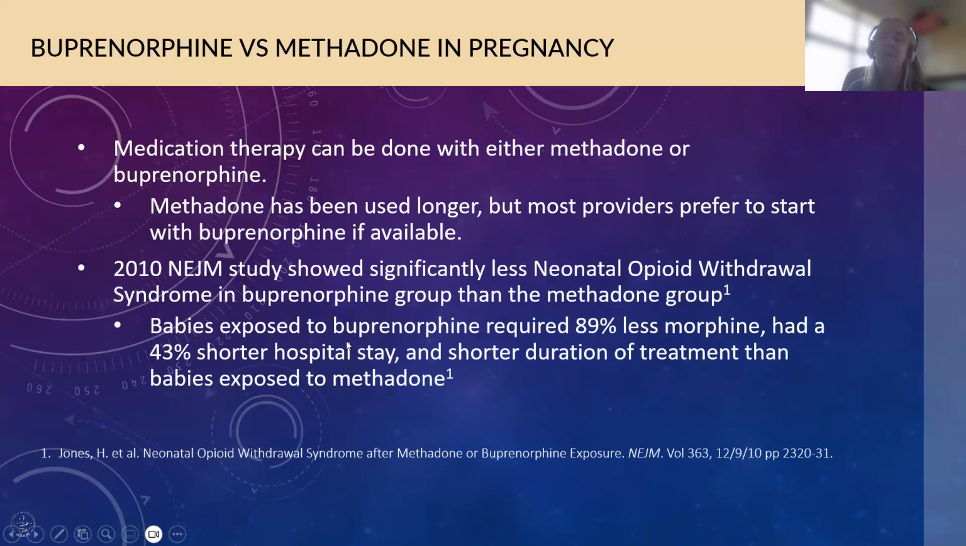Medication therapy can be done with either methadone or buprenorphine. Both of them are going to really improve pregnancy outcome and improve opioid use disorder down the road. Methadone has been used for longer. Most providers prefer to start with buprenorphine if available, and the reason for that is twofold.